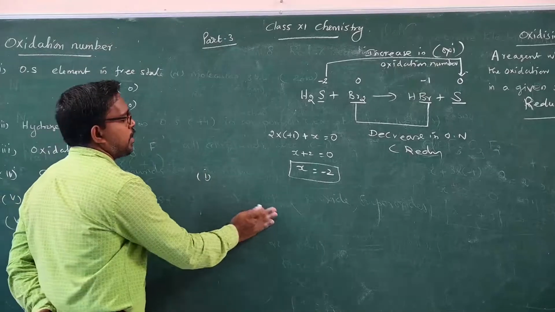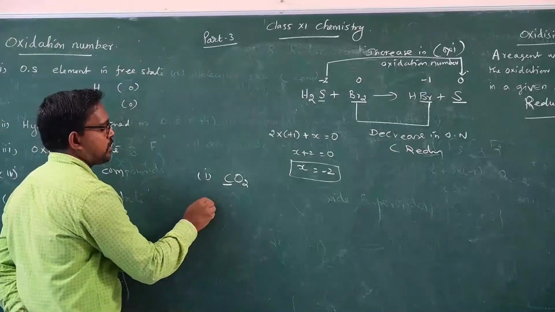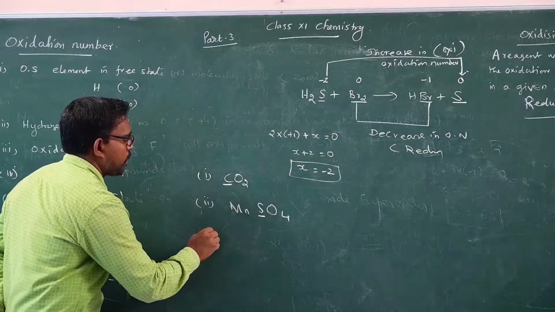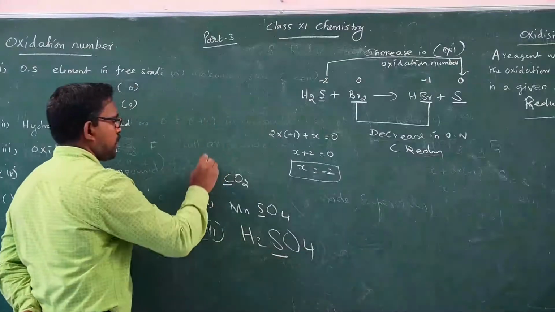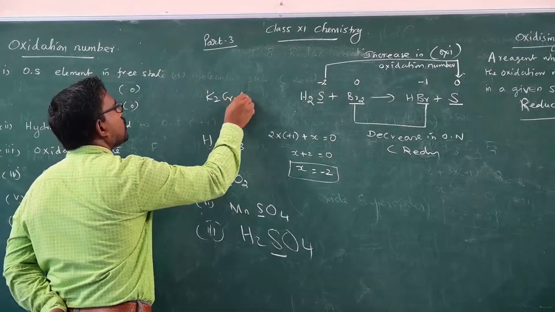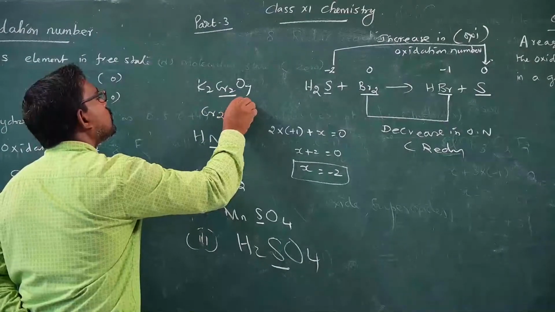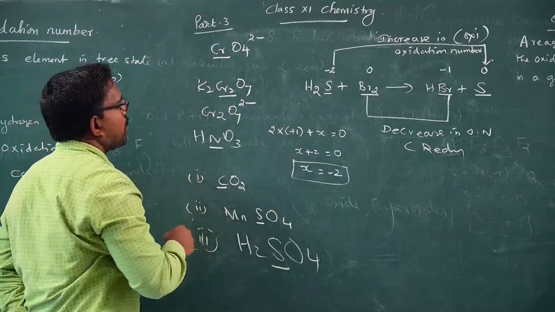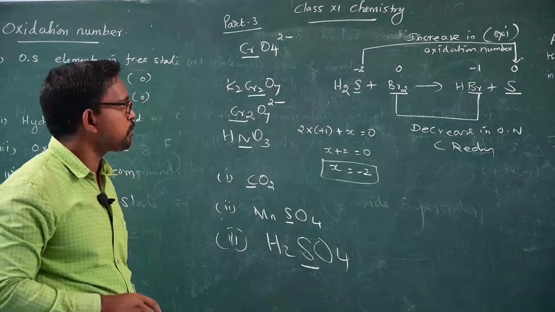Now, you are in a position to find the oxidation state of the underlined element: carbon dioxide; MnSO4, here S; sulfuric acid H2SO4, sulfur; HNO3, nitrogen; K2Cr2O7, chromium; Cr2O7 2 minus; CrO4 2 minus, chromium. For all these underlined elements, you can calculate the oxidation state.